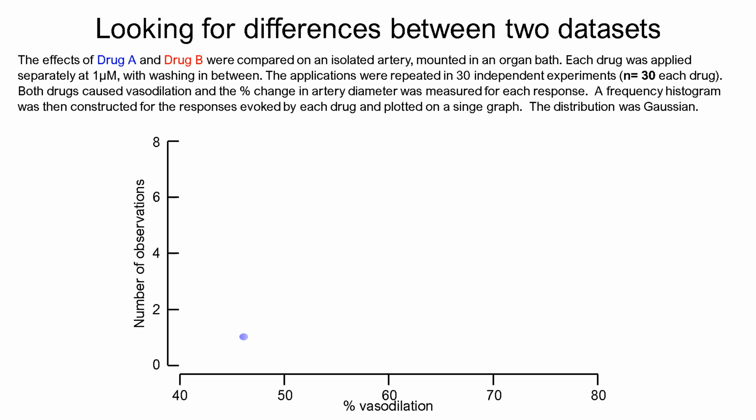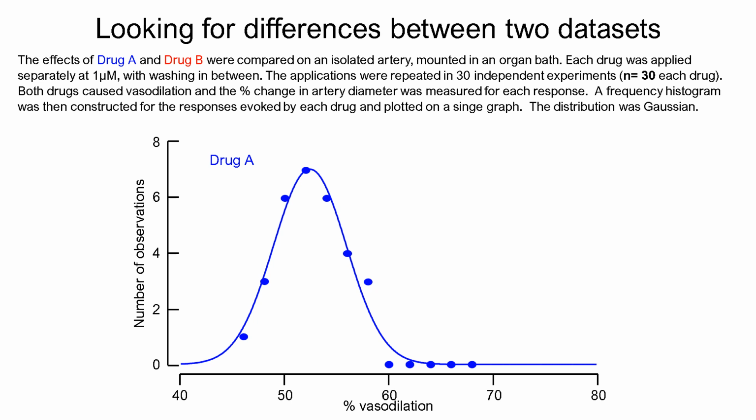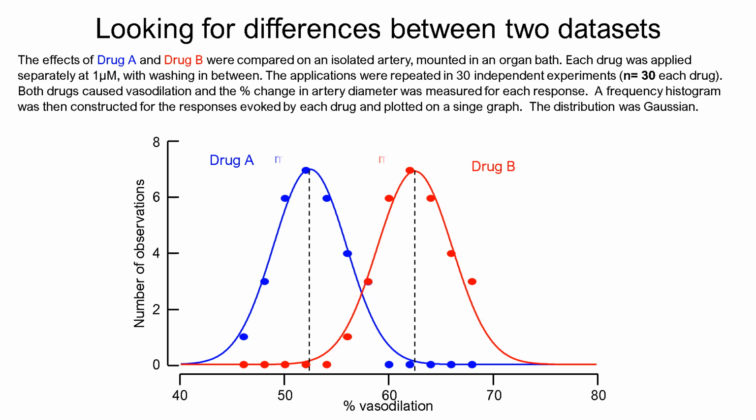Plotting the data for drug A shows a Gaussian distribution. Plotting the data for drug B on the same plot also shows a Gaussian distribution, but it is shifted to the right. That is because the mean percent vasodilation evoked by drug B was larger than drug A. Variability was the same in both groups as indicated by similar standard deviations. The difference between the two data sets in this case is clear, but that is not always the case.